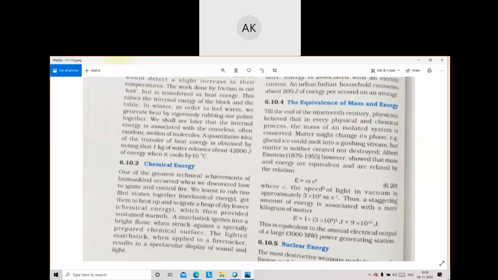Teacher, when it transfers from one medium to another, that equation. Not this, not the equation.